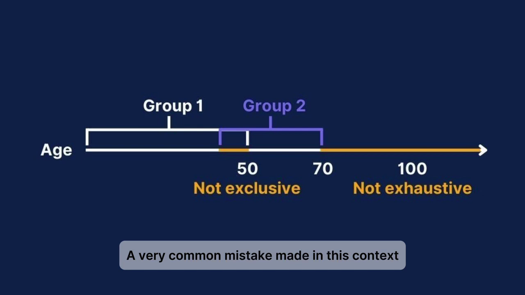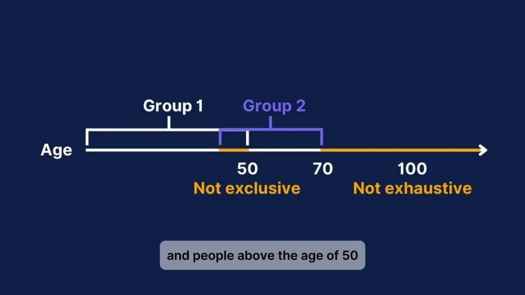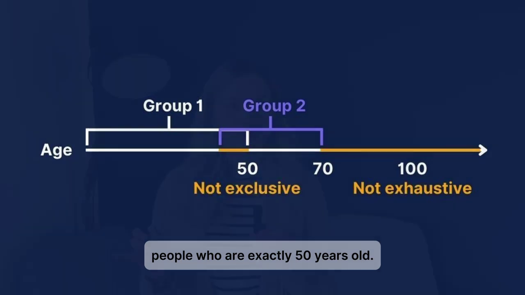A very common mistake made in this context is to differentiate between people below the age of 50 and people above the age of 50, but this does not include people who are exactly 50 years old.